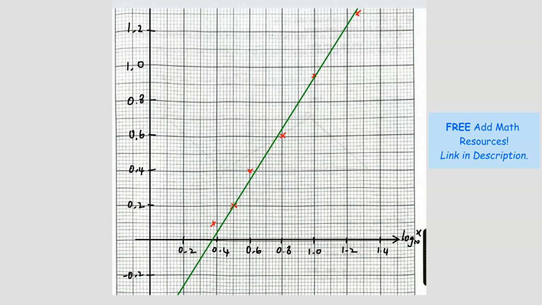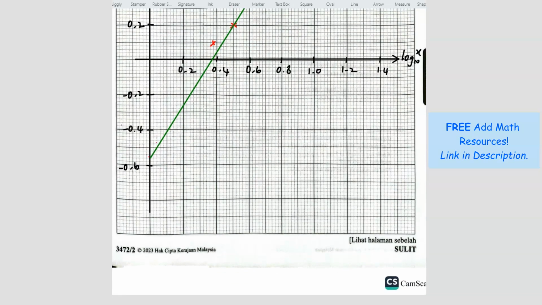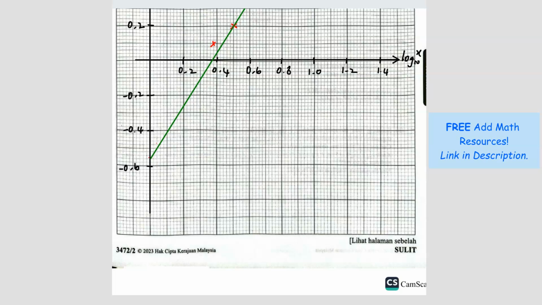To find the gradient, I'm going to use the second point and the fifth point, because the line intersects with these two points. As for the y-intercept, it is at about 0.56. That's my answer.